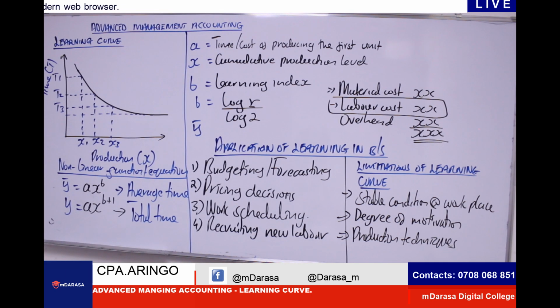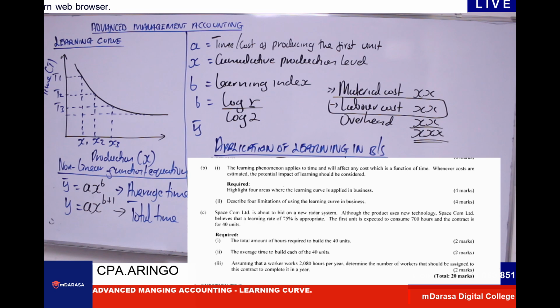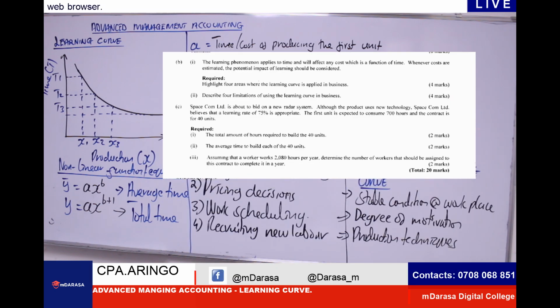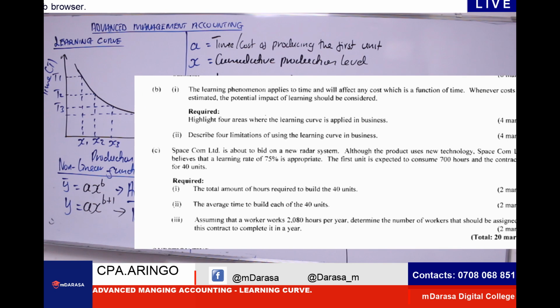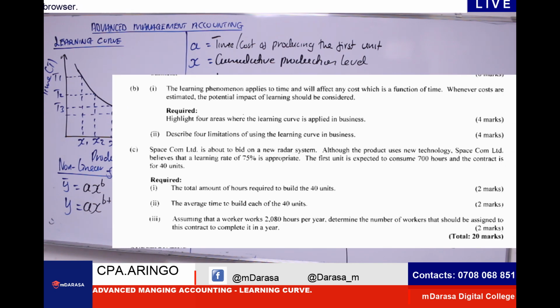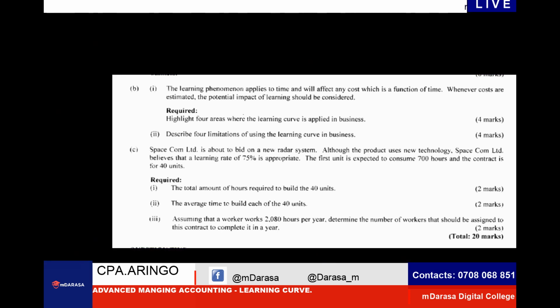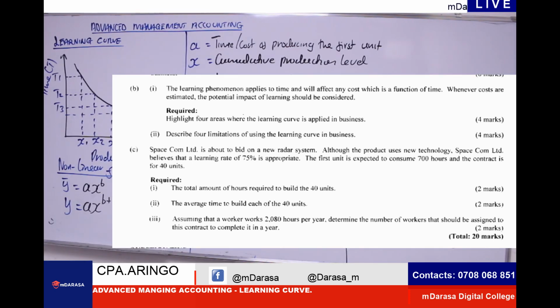See this question? This is what I want us to handle. We've handled part B1 and part B2, so in our next segment, I want us to handle part C of the question, where we are told Spacecom Limited is about to bid on a new radar system. Although the product uses new technology, Spacecom Limited believes that a learning rate of 75% is appropriate. The first unit is expected to consume 700 hours, and the contract is for 40 units.